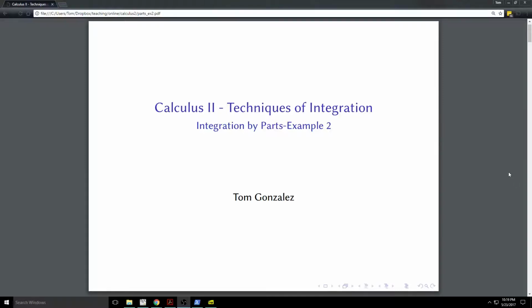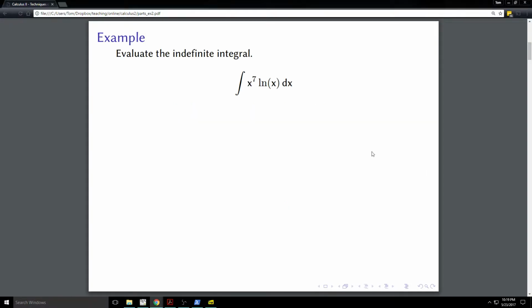In this video, we're going to take a look at another example of integration by parts. In this example, we want to integrate the function x to the 7th times the natural log of x. Okay, and so on this one, again, for integration by parts, we're going to pick u and dv.